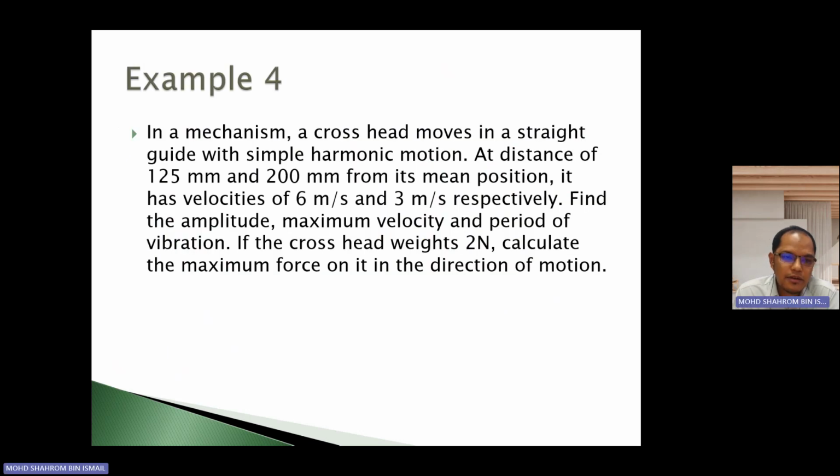So here is another example. Example 4. In a mechanism, a crosshead moves in a straight guide with simple harmonic motion at distances of 125 millimeter and 200 millimeter from its mean position. It has velocities of 6 meters per second and 3 meters per second, respectively.